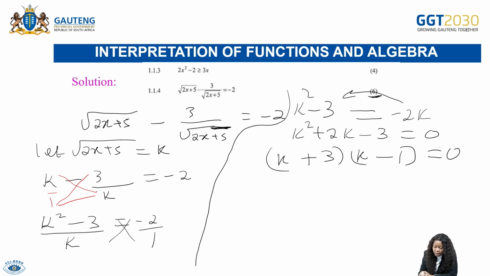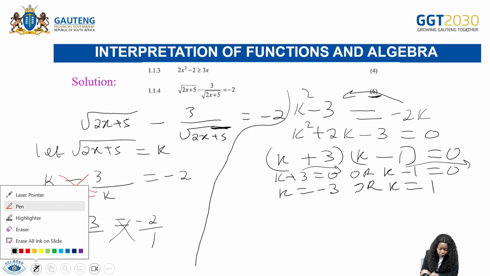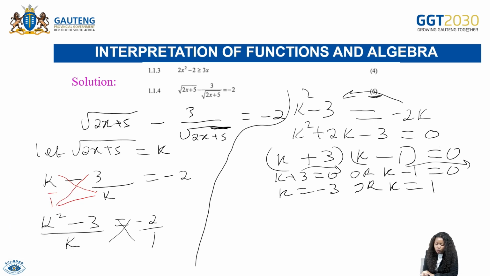So k plus 3 equals 0, or k minus 1 equals 0. So k is equal to negative 3, if I transpose the positive 3 to the other side, it gives me negative 3. Or k is equal to positive 1, because again, you have transposed the negative 1 to the other side, and it gave you a positive 1. But remember, you are not solving for k, you are solving for x.